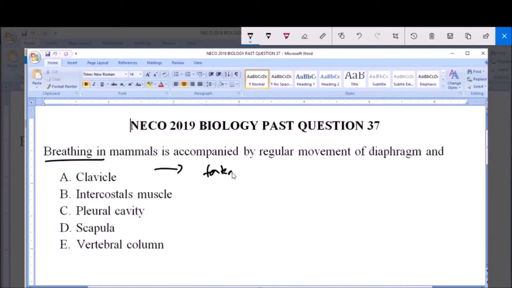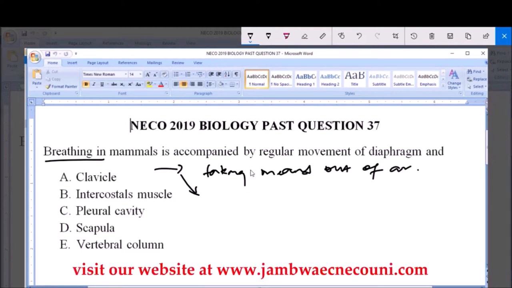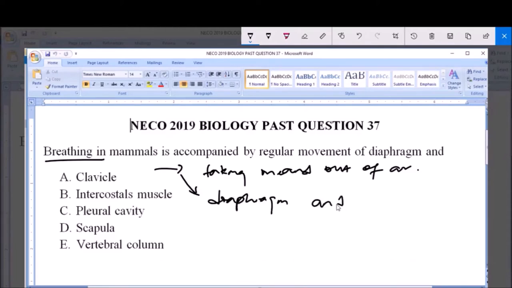Now, breathing simply involves the taking in and out of air from the atmosphere. That's breathing. Breathing is accompanied by the movement of some muscles. That is, some muscles are the ones that bring about these breathing activities in man. And this involves the regular movement of the diaphragm and the intercostal muscles. These muscles assist we humans or mammals in breathing.